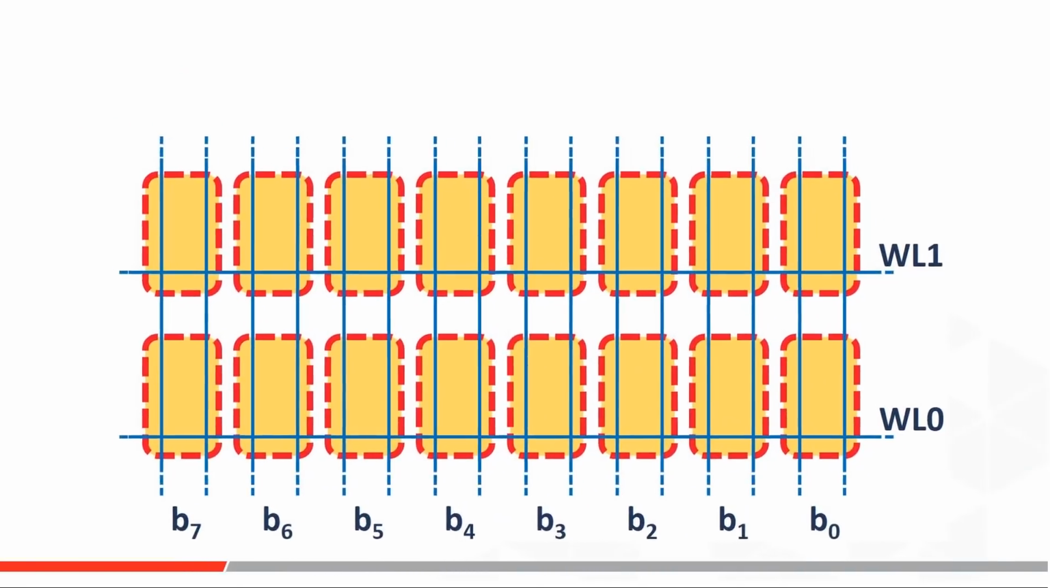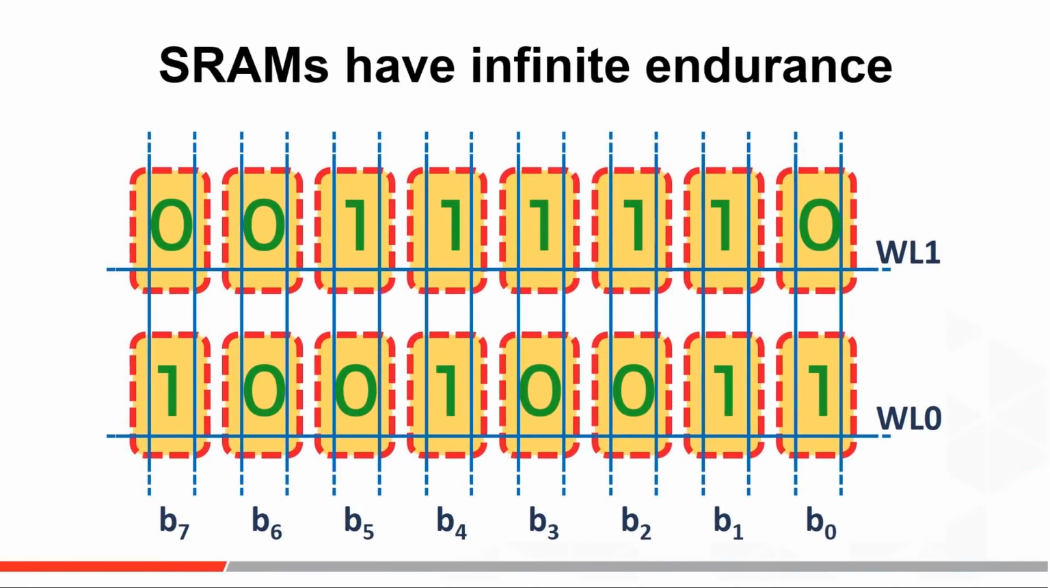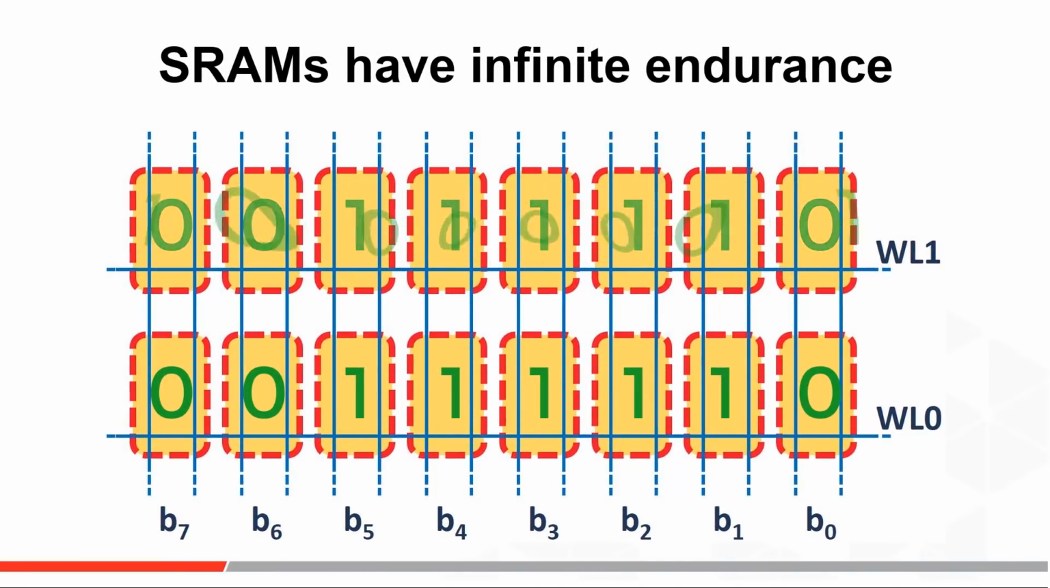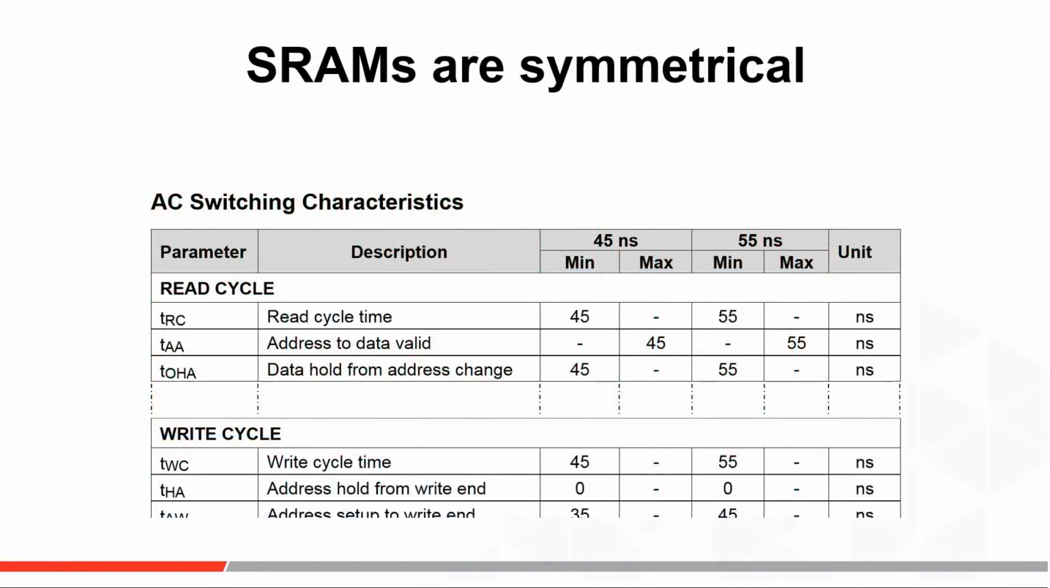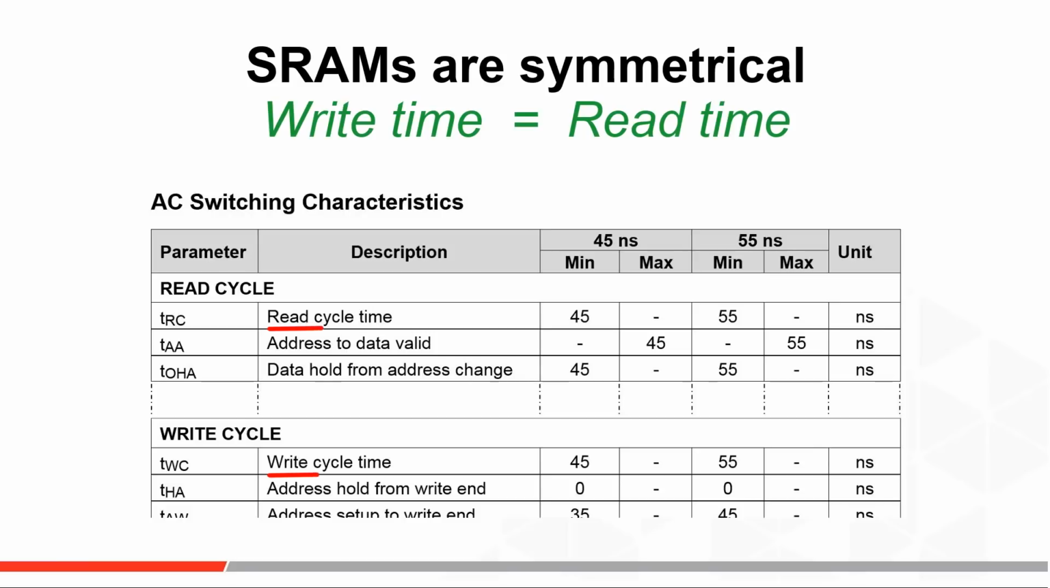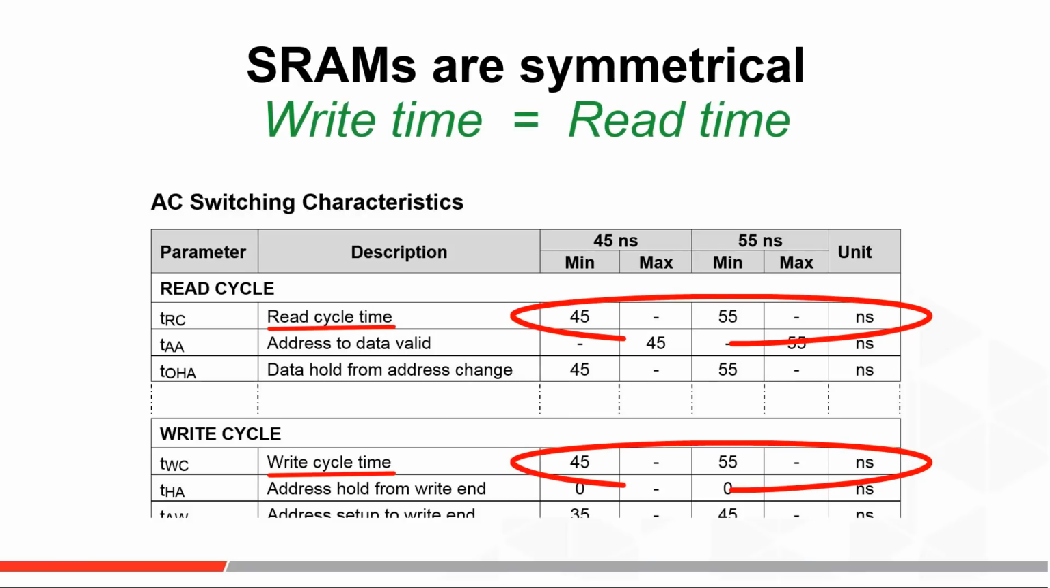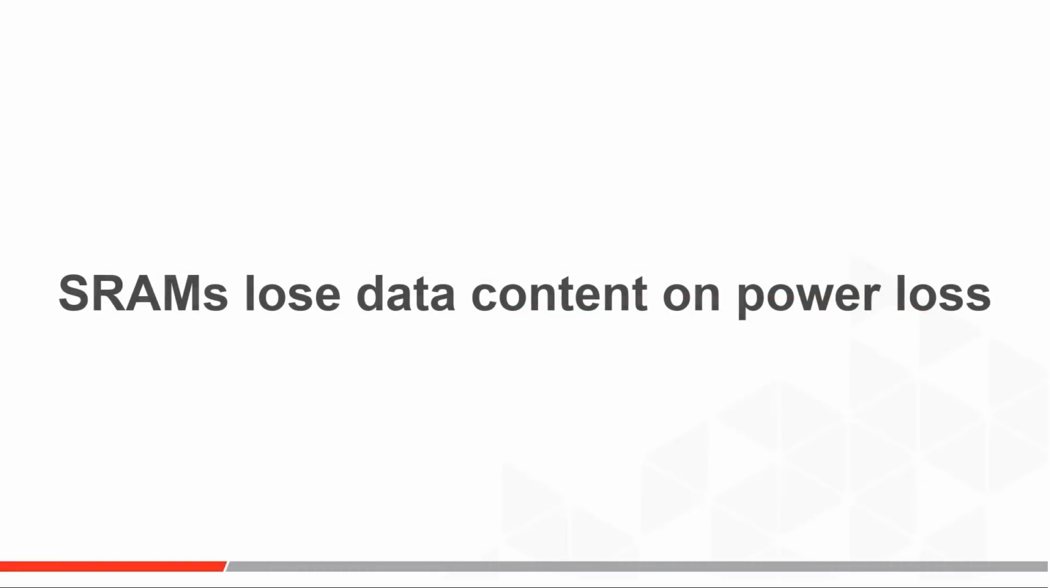In SRAMs, these bits can be read over and over or written over and over infinitely without damage to the structure and without losing content. And an SRAM is symmetrical. Reading your A3 hex and then writing your new 2E hex take the same amount of time. You'll see that in the datasheet. But if the IC power is cut or a brownout occurs, the loop's content would change and the data is lost.